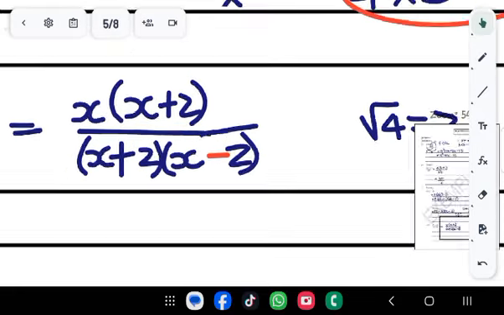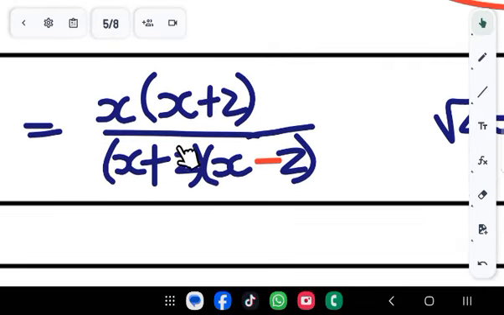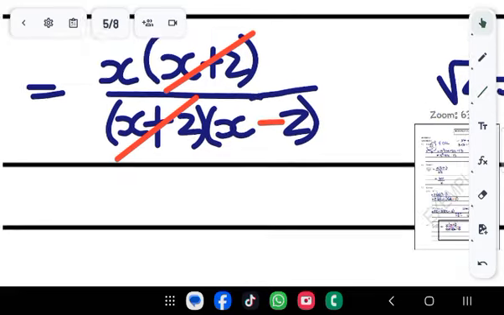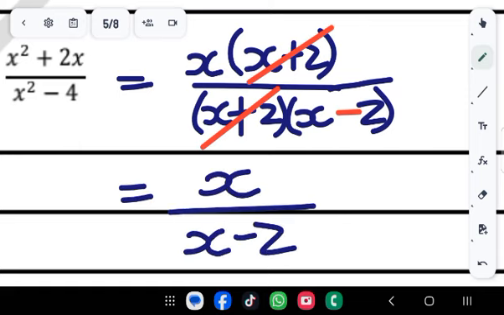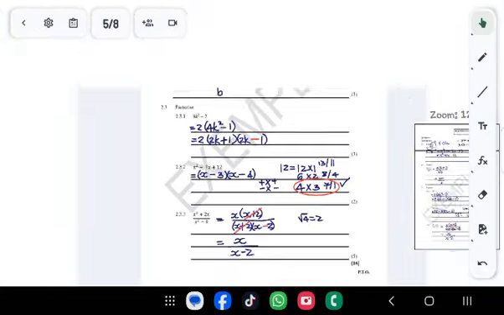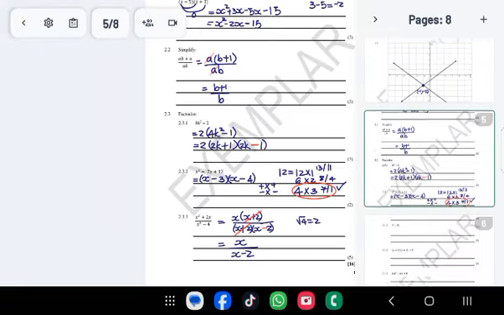Now, but we're not finished here. Notice that x plus 2 and x plus 2 can cancel out. So we cancel them out, and that leaves us with x at the top over x minus 2 at the bottom. And that's how we simplify it. Now let's move on.